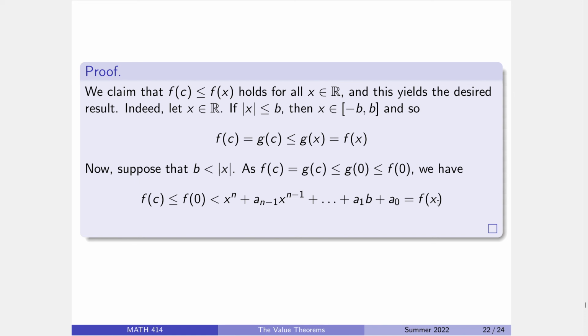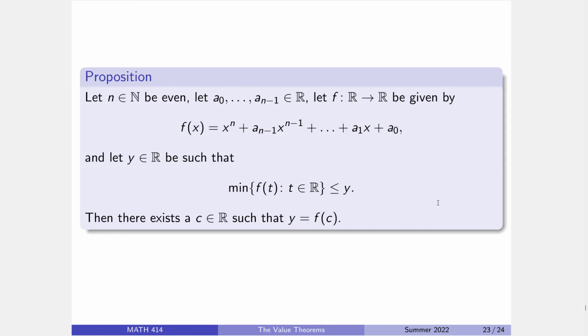All right, and to finish things off for today, we will now verify that every even polynomial has a minimum, and anything bigger than that minimum is obtained. So every odd polynomial is surjective. Every even polynomial is as surjective as it could possibly be. So for every even polynomial, there is a minimum, and anything bigger than the minimum, we obtain those values.